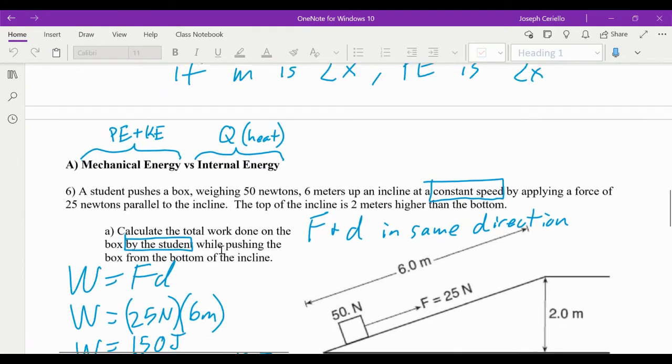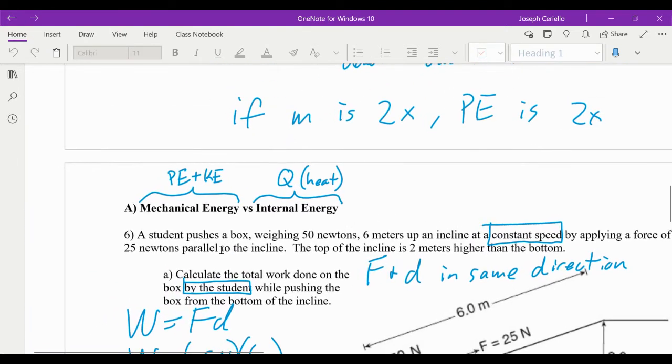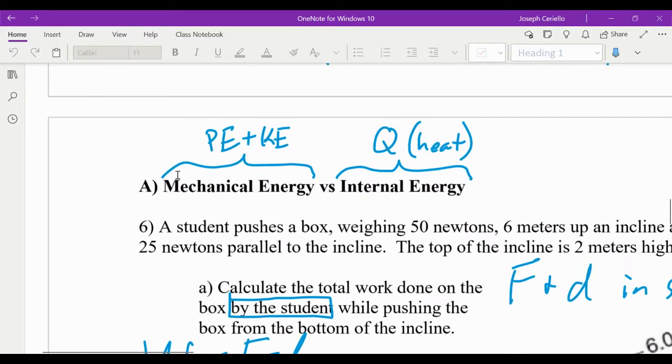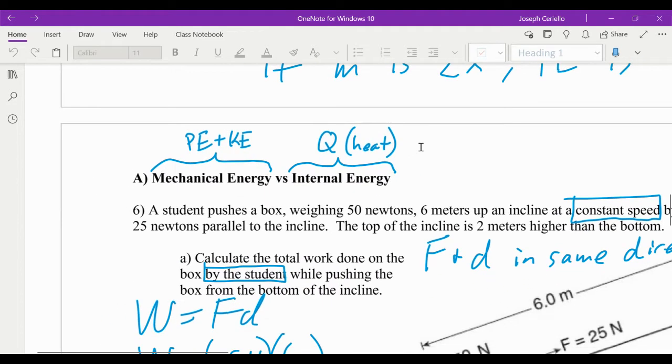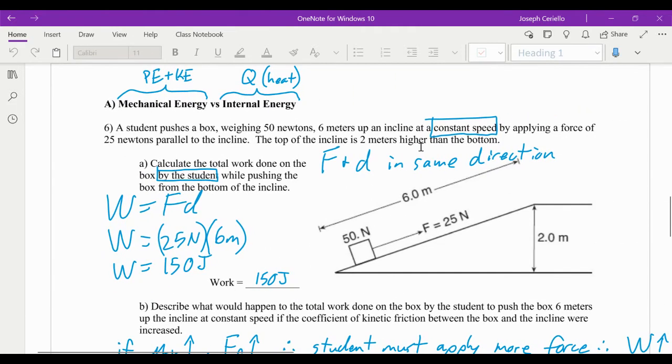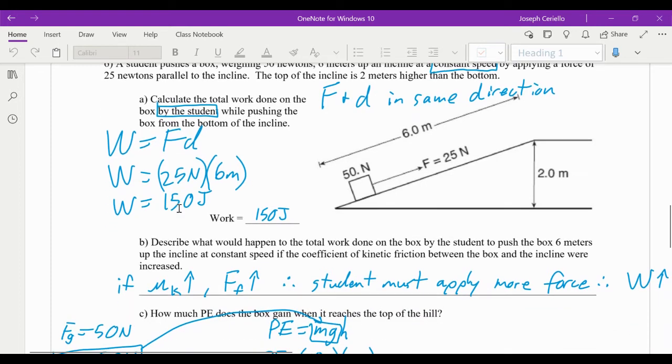All right, so first we got to differentiate two things, mechanical energy and internal energy. Mechanical energy is potential energy and kinetic energy, the sum of the two. And internal energy is heat energy, abbreviated with a Q. So in this question here, you can read through it. First part is calculate the work done on the box by the student while pushing the box from the bottom of the incline. Well, the student applies 25 newtons of force and pushes the box 6 meters. So the work done is 150 joules.